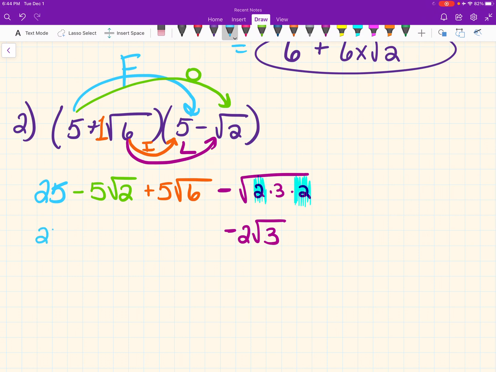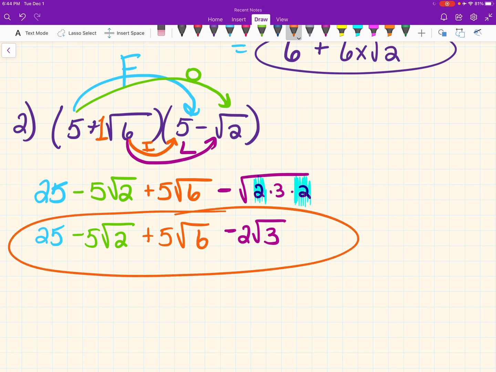Nothing else can simplify. 25 is already simplified. 2, there's nothing to escape there. And then the 6 is just 2 times 3, so that can't escape. So this is our final answer for that.